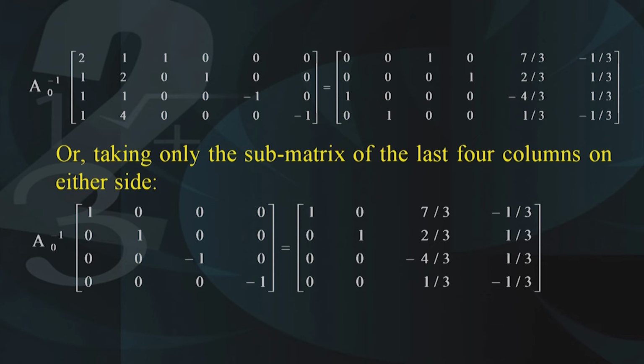So, we are going to apply A0 inverse on 1 0 0 0, 0 1 0 0, 0 0 minus 1 0, 0 0 0 minus 1, and this will be equal to 1 0 0 0, 0 1 0 0, 7 by 3, 2 by 3, minus 4 by 3, 1 by 3, and the last column is minus 1 by 3, 1 by 3, 1 by 3 and minus 1 by 3. So, basically we are applying this operator A0 inverse on the entire equation on the left hand side as well as on the right hand side.